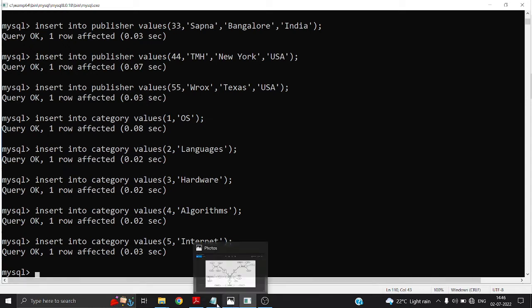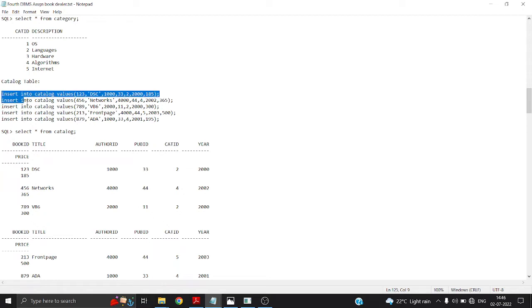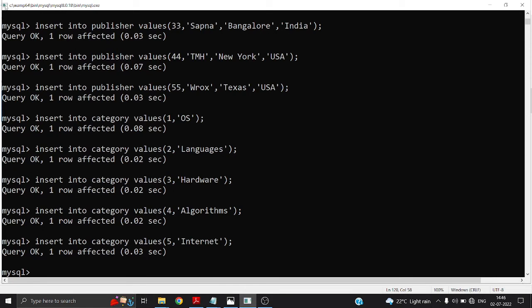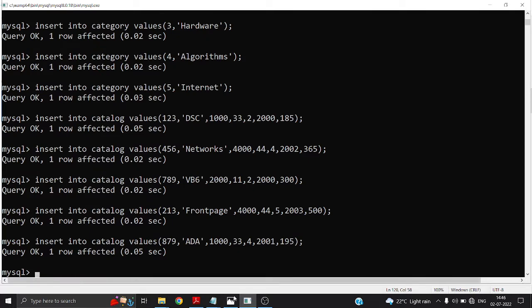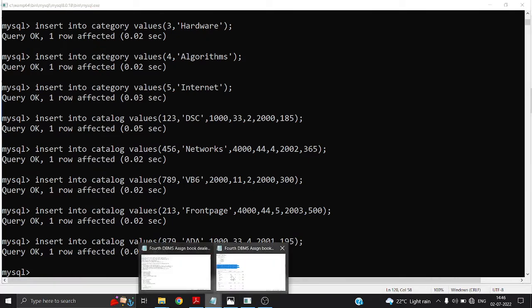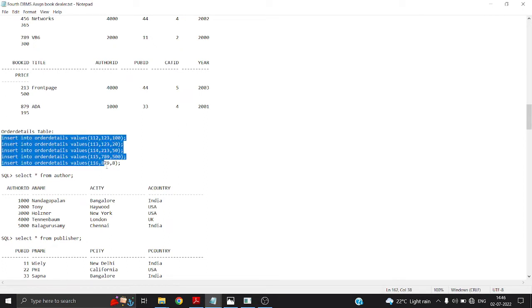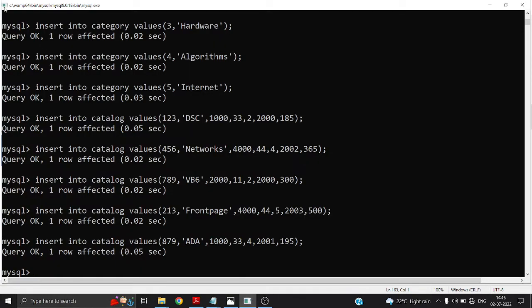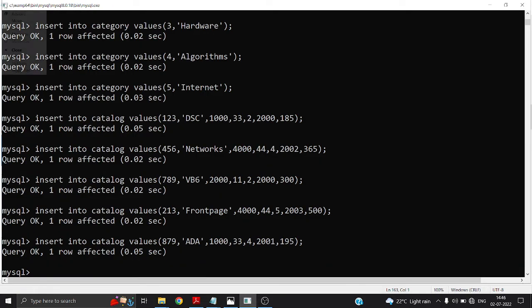Now I will move ahead with the next interesting table, the catalog table. I will insert records into the catalog table, and the last table is about order details. So let me insert records into the order details table.